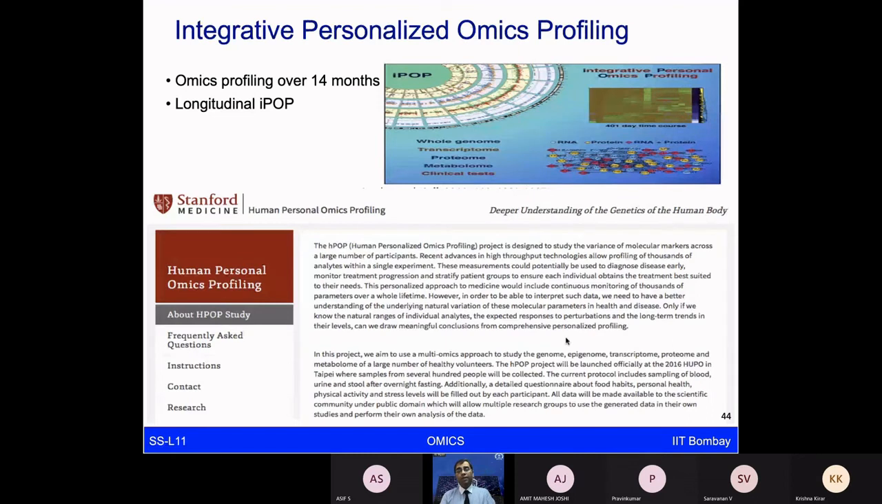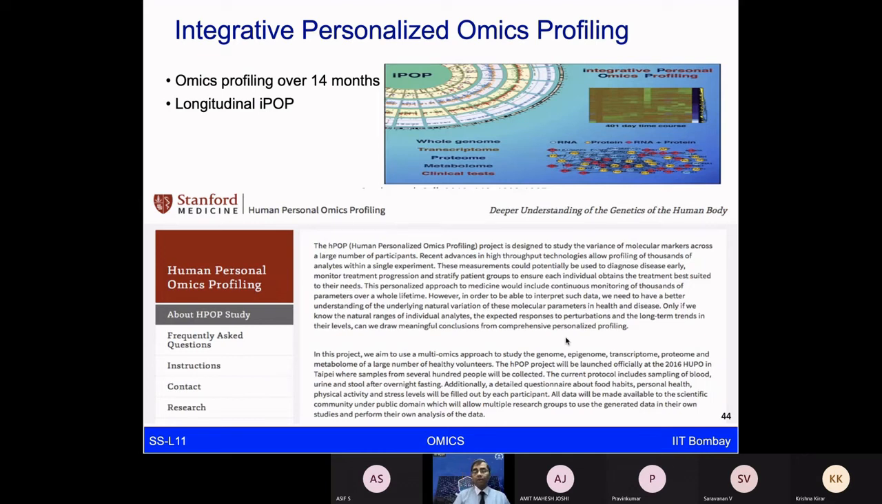Another initiative which is happening globally is iPOP, or Integrative Personalized Omics Profiling. This project is being done at Stanford University with Dr. Mike Schneider as the director over there. The idea is, for a healthy individual, you take their samples at different time intervals.